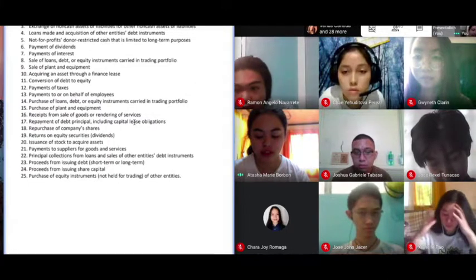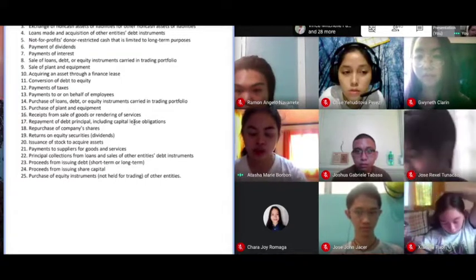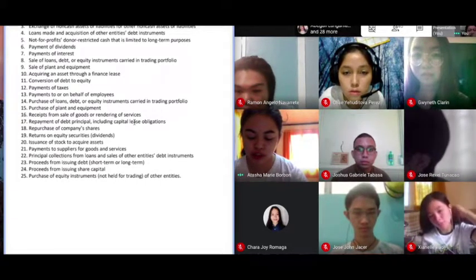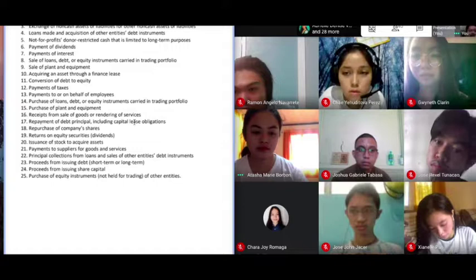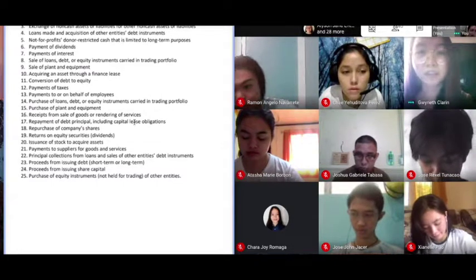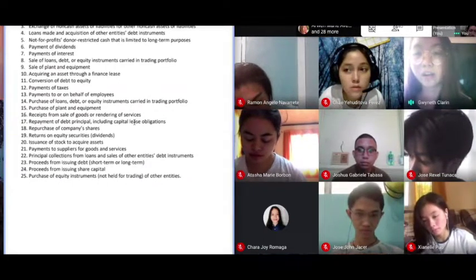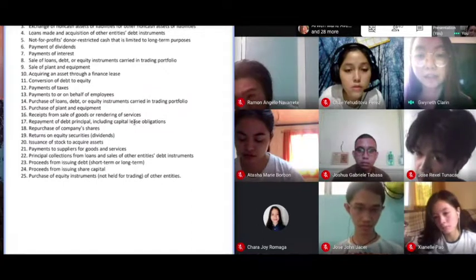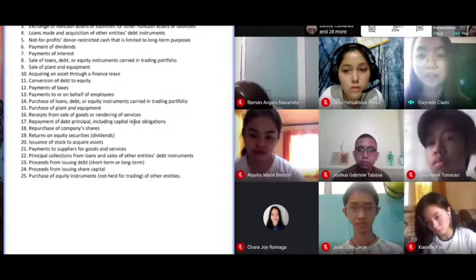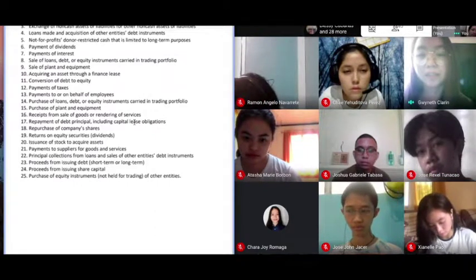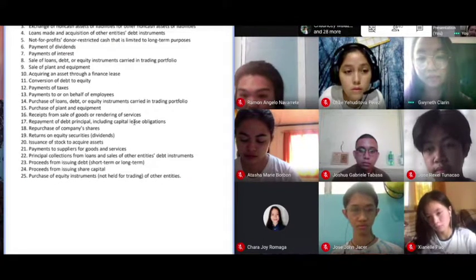Number 16. Receipts from sale of goods or rendering of services. Our answer is operating inflow, since receipts from sales of goods is an explicit example of operating activities, and it is considered inflow since it is from receipts. Okay, that's correct. Number 18, repurchase of company's share. The answer, sir, is financing outflow because cash payments to owners to acquire or redeem the entity's share is a financing activity. And another reason is that the share repurchase has also an impact on the shareholders' equity. So rather than paying dividends, a business can buy its own shares, increasing future income or cash returns per share. Okay, very good. That's correct.